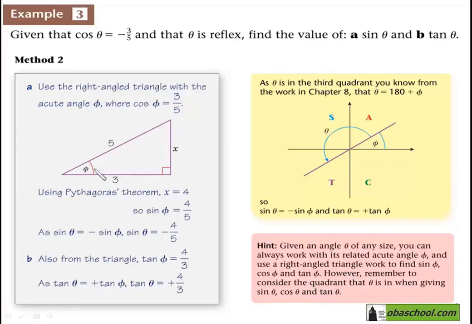Thus, we need to always remember in which quadrant we are working, and we need to connect the trigonometric ratios of angle theta with the trigonometric ratios of angle phi. Now we have finished the second method. We did not use the trigonometric identities, but we used the concepts of the right angle triangle and the initial definitions of the trigonometric ratios.